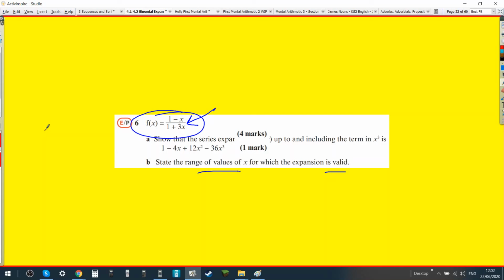Do I need to do 1 plus 3x to the power of minus 1? Yeah. And so will it be magnitude of x is smaller than a third? Yes, well done. Okay, cool. Great.